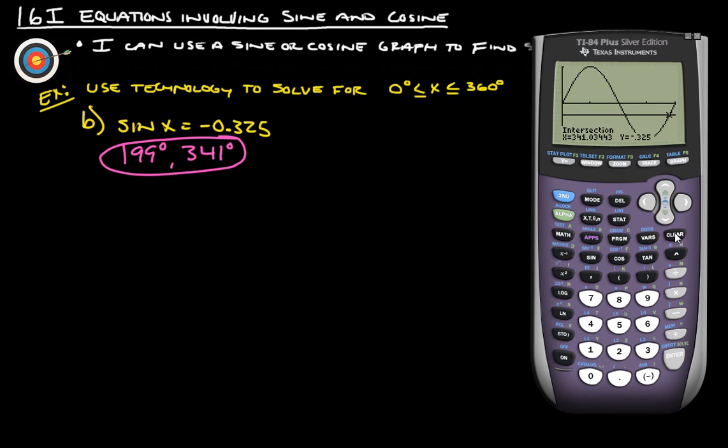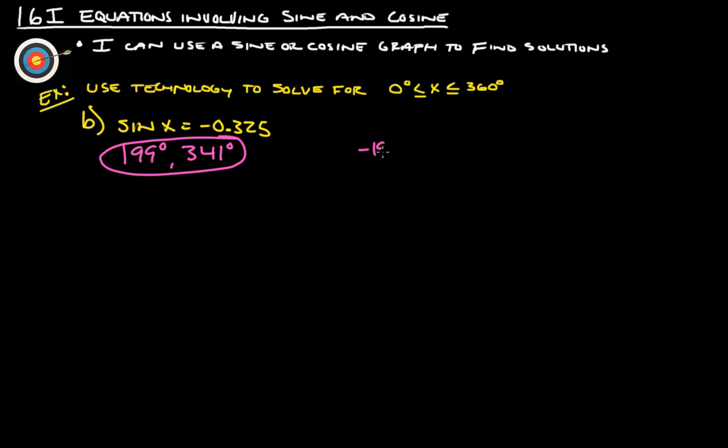And again, you can do this without a graphing calculator. Whenever you're looking for an angle, we do second sine of negative 0.325, and that gives us negative 18.96. So we'll call that negative 19 degrees. Now, what that means is here's our sine curve, and they're saying back here at negative 19 degrees is where it's negative 0.325.